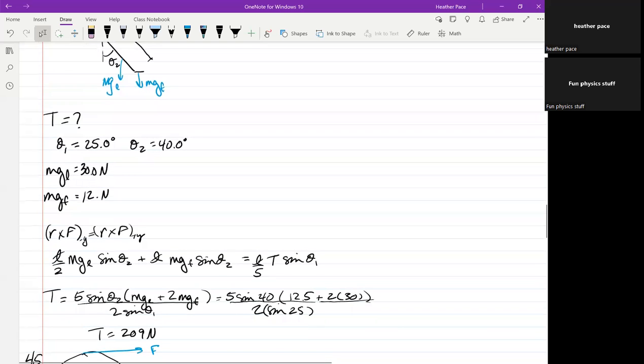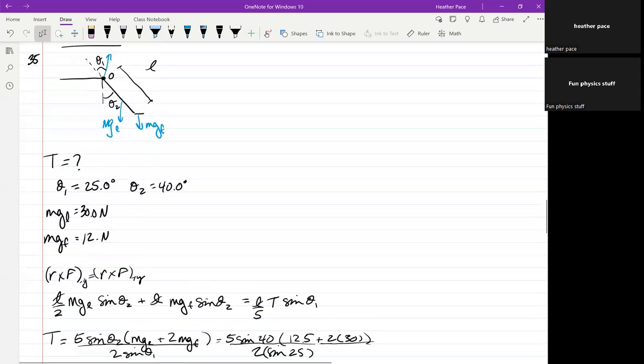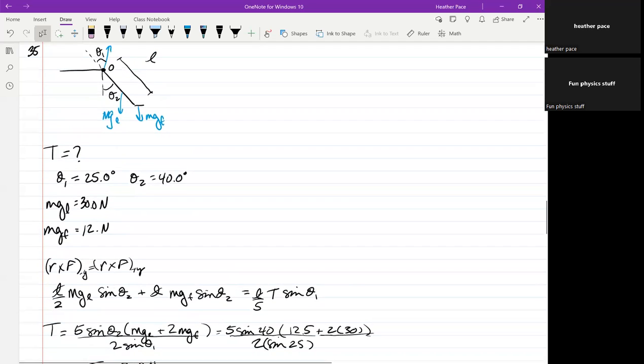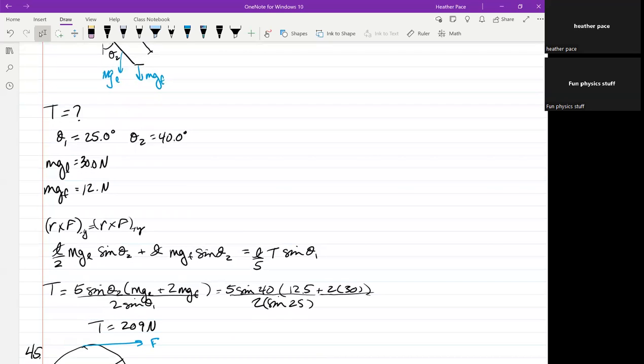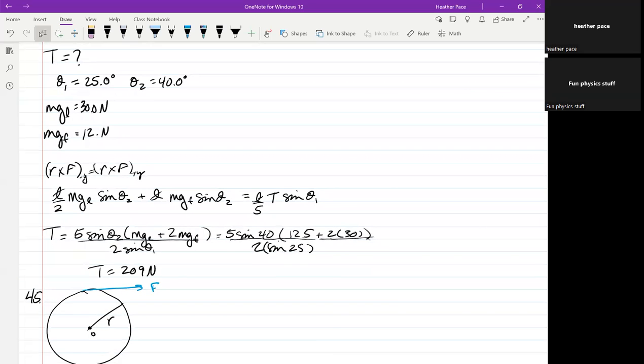All right, so we write down what we're given. We're given mg of the leg. And then we're given mg of the foot, and that was 12.5. Blue is for forces.